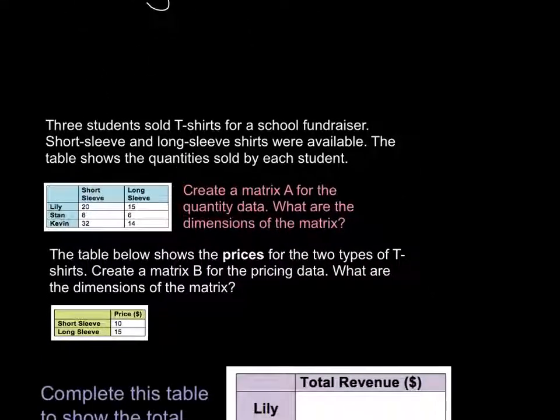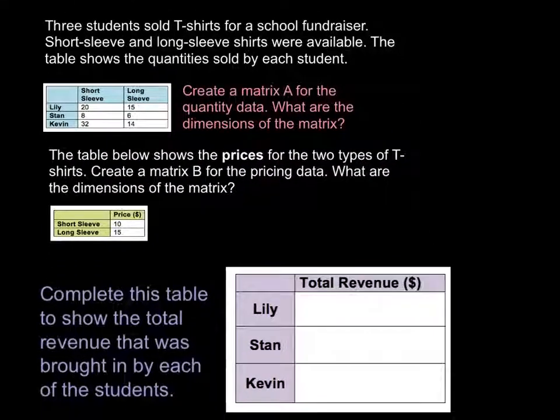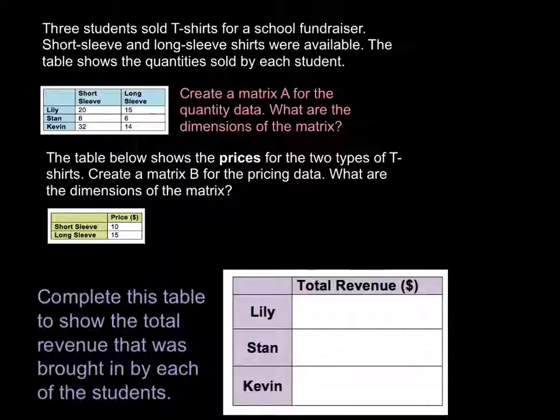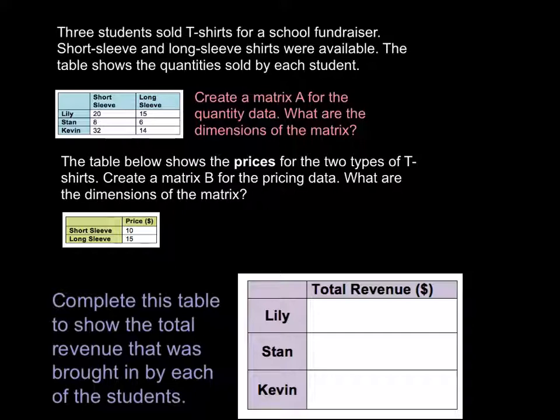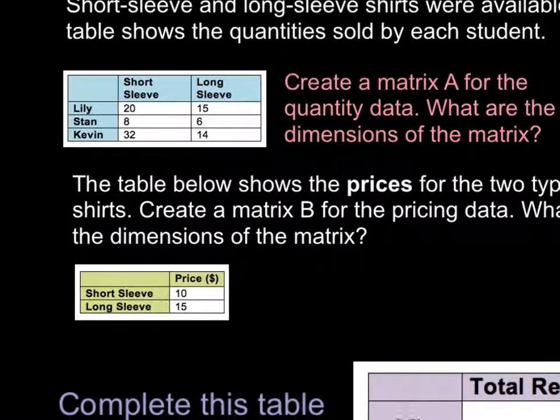So, to start it off, I picked this example. I thought it was relatable for you guys. Three students sold t-shirts for a school fundraiser. Short sleeve and long sleeve shirts were available. The table below shows the quantities sold by each student. Alright, so let's investigate our table right here.